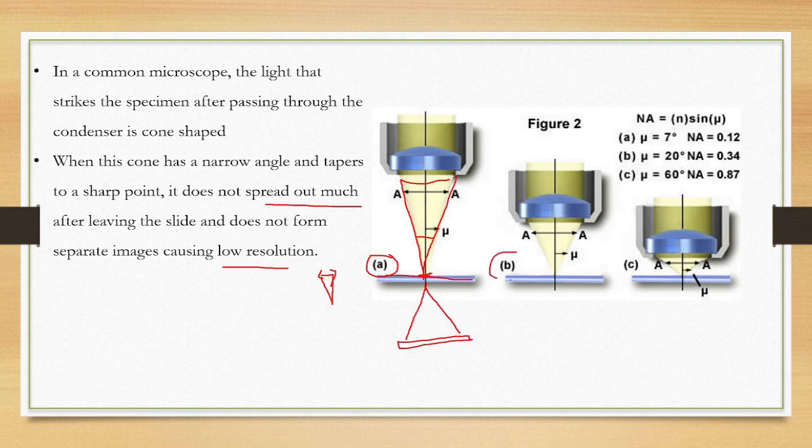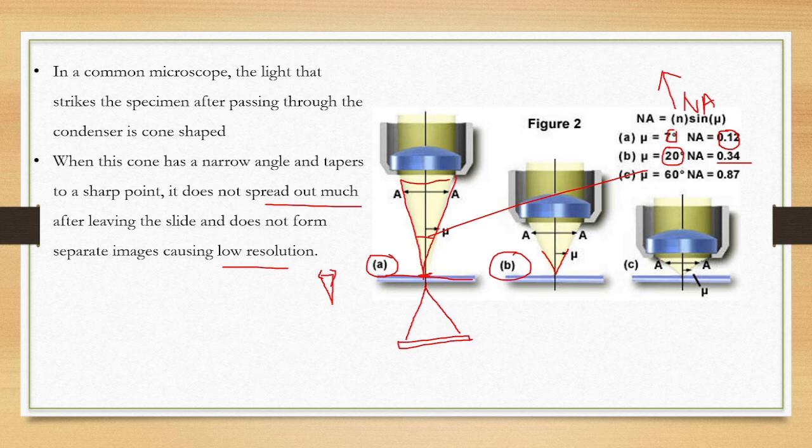In the case of picture B, you can see the cone is much wider. So here the angle is 7 degree and the numerical aperture is 0.12. That means low resolution. That is, as the numerical aperture increases, the resolution increases. If the numerical aperture is greater, that means better resolution. So in the picture 2, the alpha is 20 degree and the numerical aperture is 0.34.